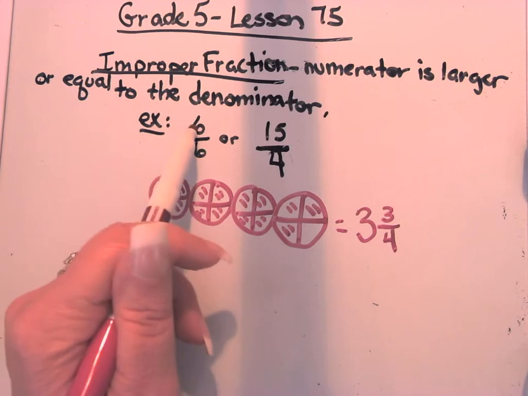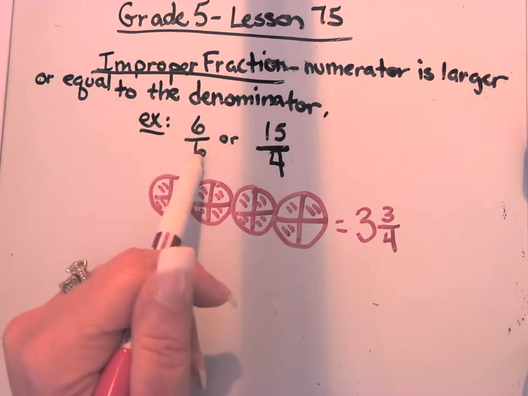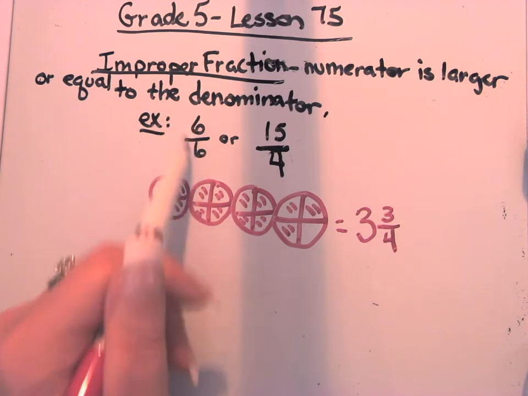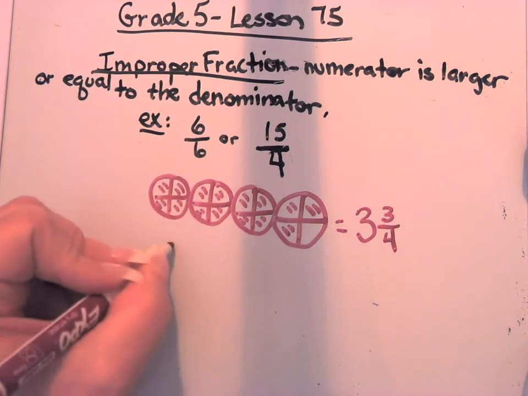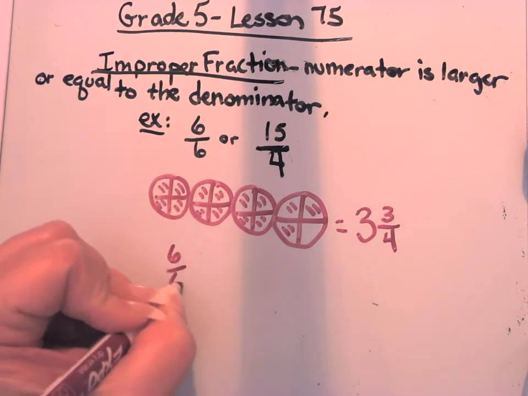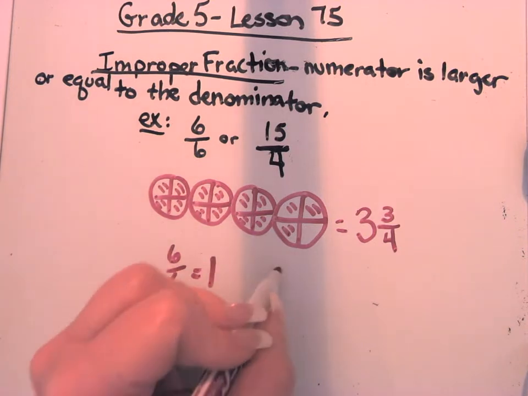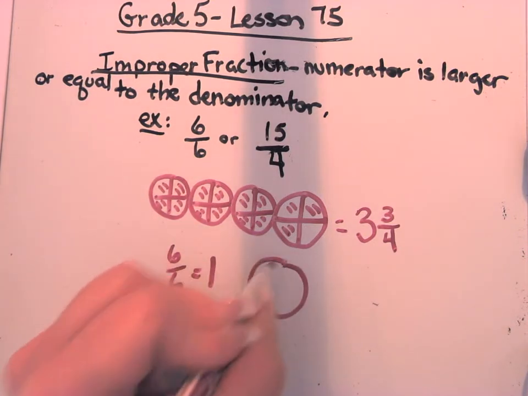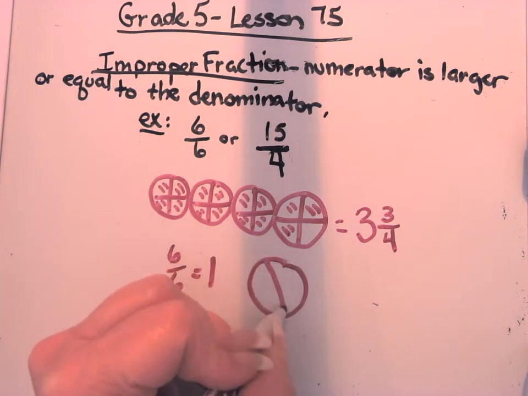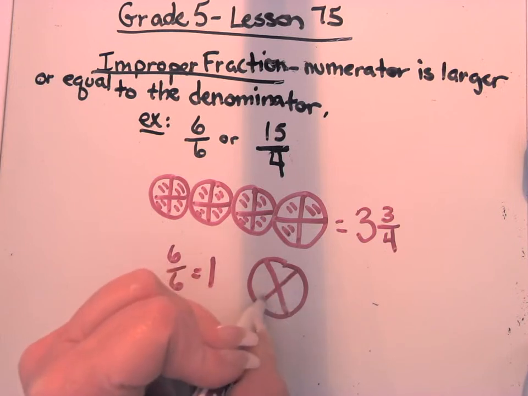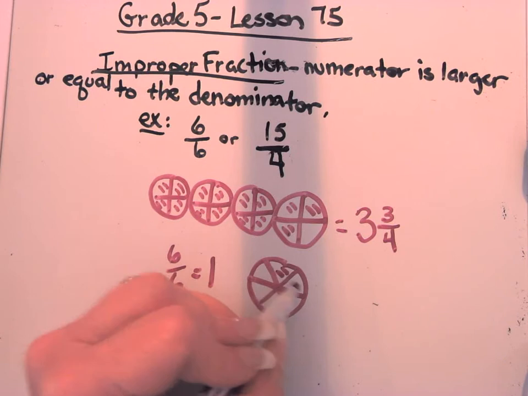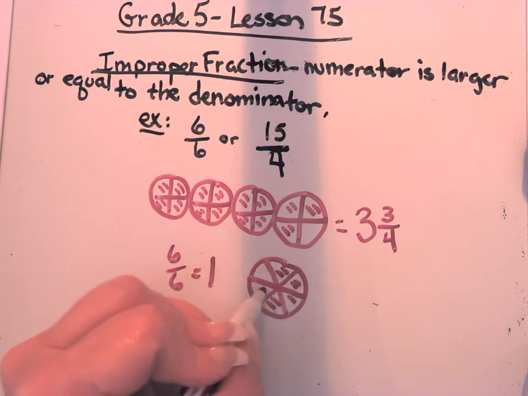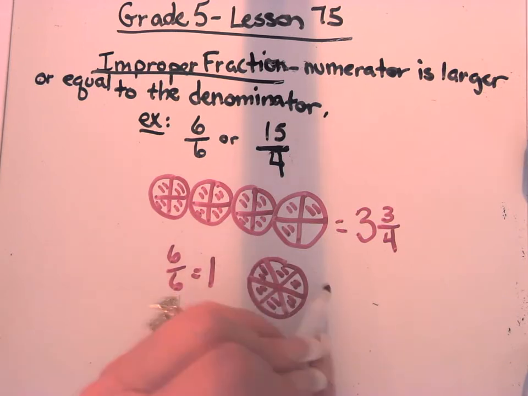Now, anytime we have the same number over the same number, like 6/6, we know that is equal to 1. Visually, we would have something broken into 6 pieces, and if I have all of them, I have 1 whole pie. So 6/6 is the same as 1.